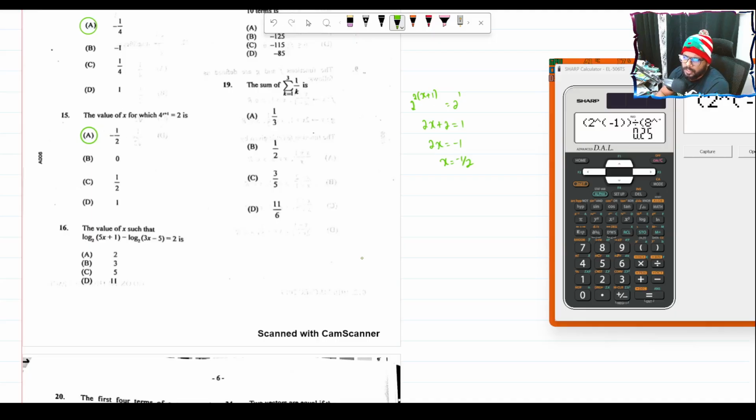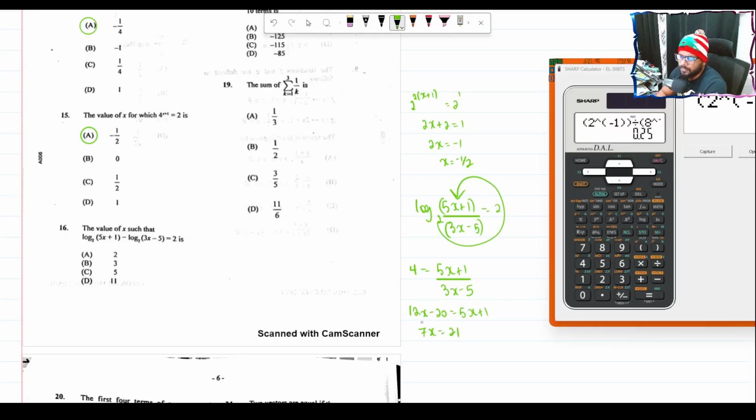The value of x such that this is equal to 2 is, I could combine the left-hand side using my laws of logs. I'm going to get log of 5x plus 1 divided by 3x take away 5 to base 2 is equal to 2. Use the log to indices. I get 2 to the power 2 is 4 is equal to 5x plus 1 over 3x minus 5. Cross multiply. 12x minus 20 is 5x plus 1. Move across, move across. 12 minus 5 is 7x is 21 and x is 3.